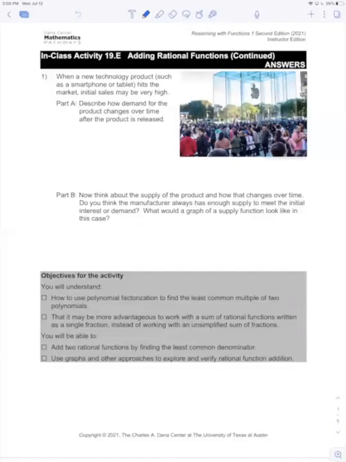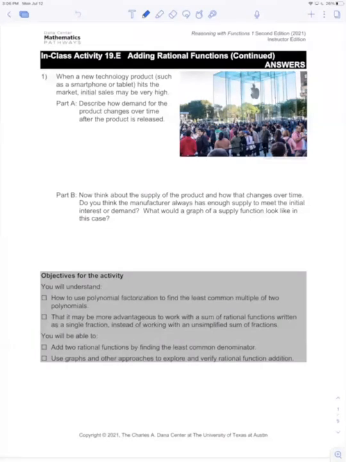In-class activity 19E. 1. When a new technology product, such as a smartphone or tablet, hits the market, initial sales may be very high. Part A. Describe how demand for the product changes over time after the product is released. Well, we could say demand increases quickly once the product is released and may peak within a few months. Then after that, demand would go down, so sales would decrease slowly and taper off.